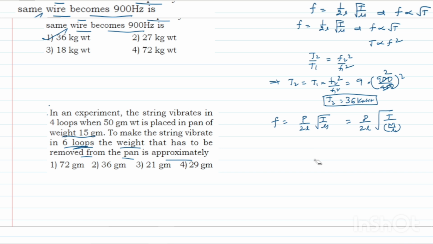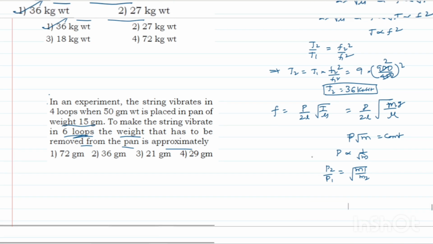Here f equals p by 2L into root over T by mu, and the string wire will be the same. Linear mass density is constant, so mu is a constant value. Then it's p by 2L into root of m into g. So p into root m is constant, which is nothing but p is inversely proportional to root m, and p2 by p1, the ratio of the number of segments, equals root of m1 by m2.